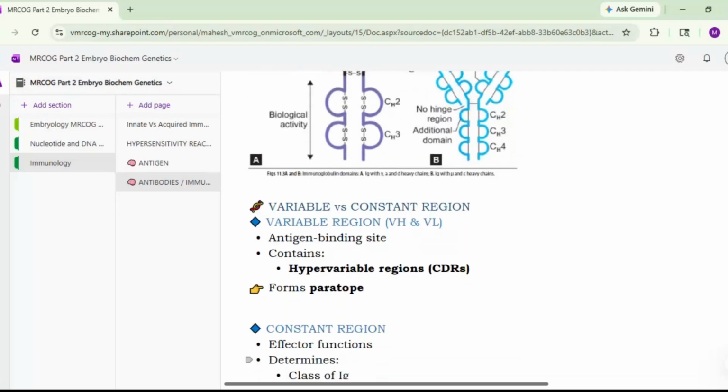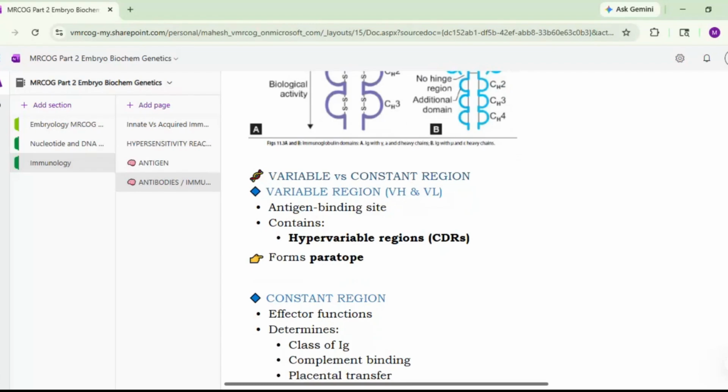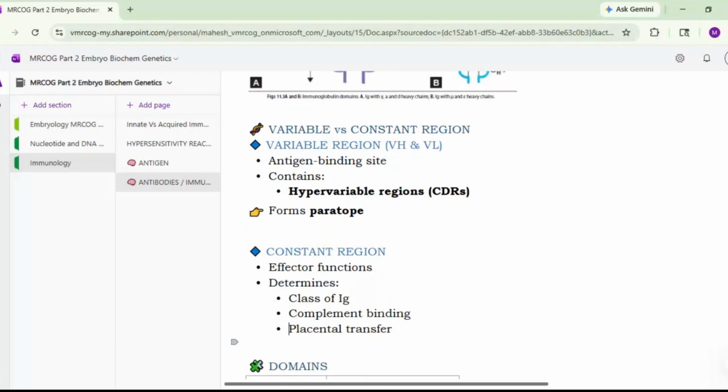Okay, then coming to the constant region. Constant region will have the effector function. That means what type of response will be produced will be decided by this constant region. It also determines the class of immunoglobulin, then complement binding and the placental transfer. This is the role of the constant region.